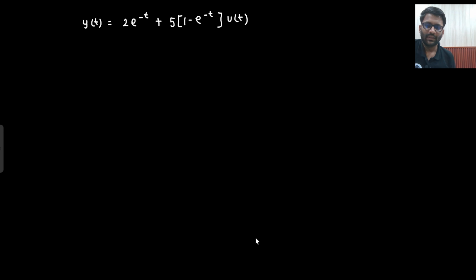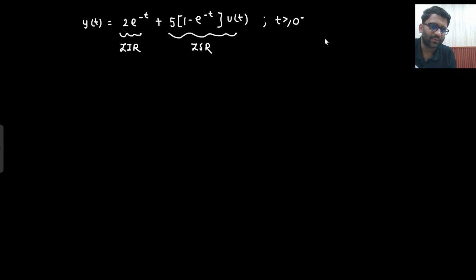So what is this known as? This is known as the zero input response, and this is known as the zero state response, because this was already there. And here I need to write down for t greater than or equal to 0 minus. So this is known as the zero input response, this is known as the zero state response. What was our circuit? This was our circuit, RC, right?